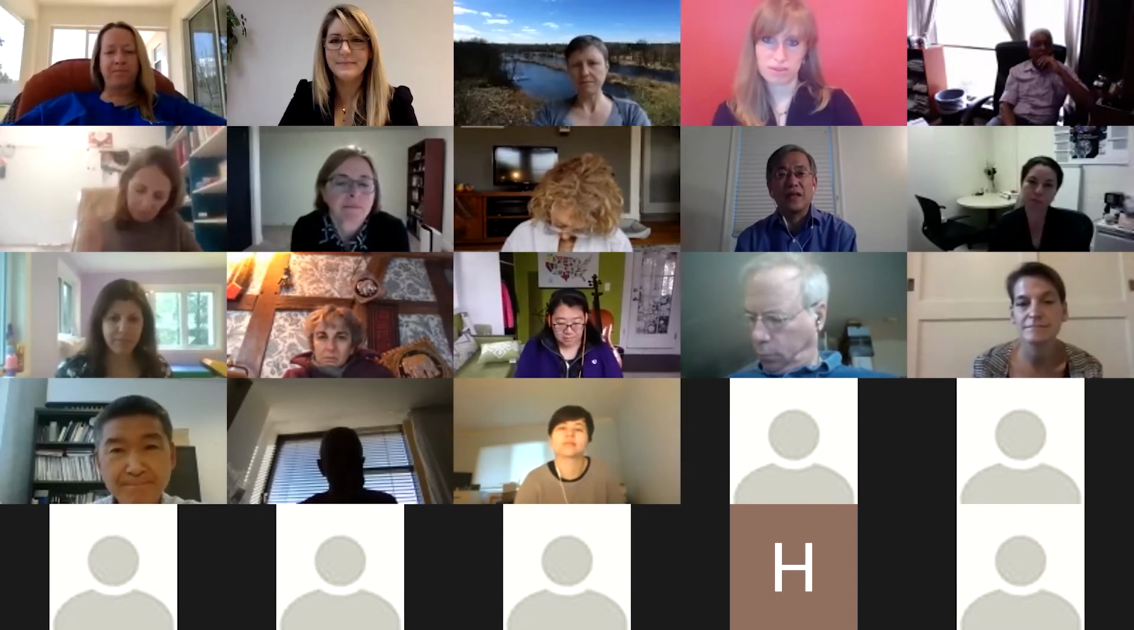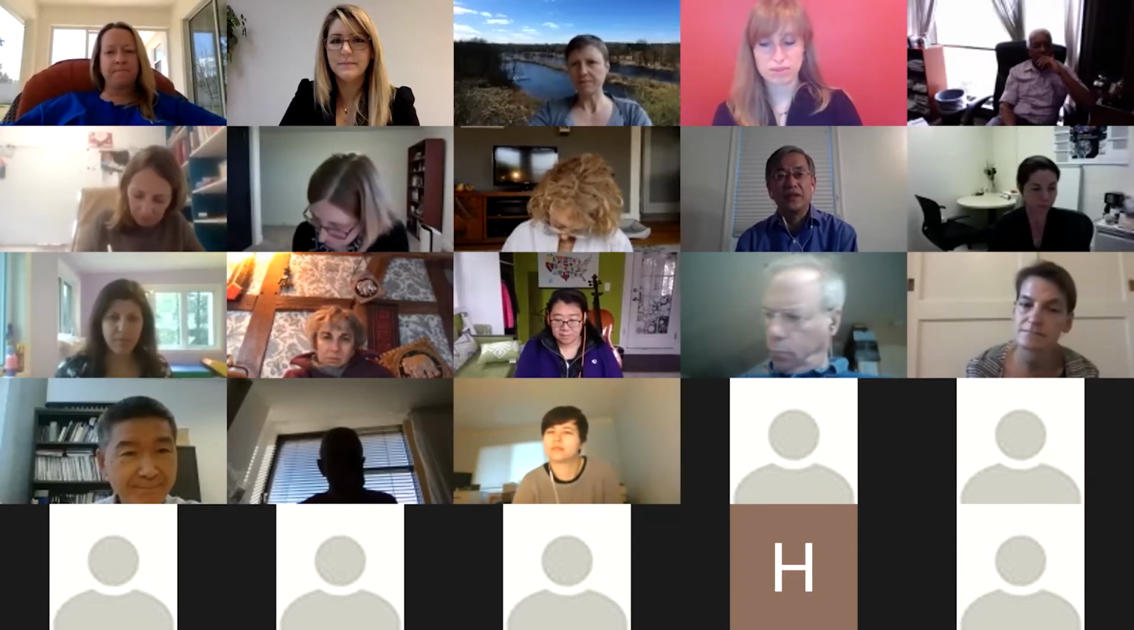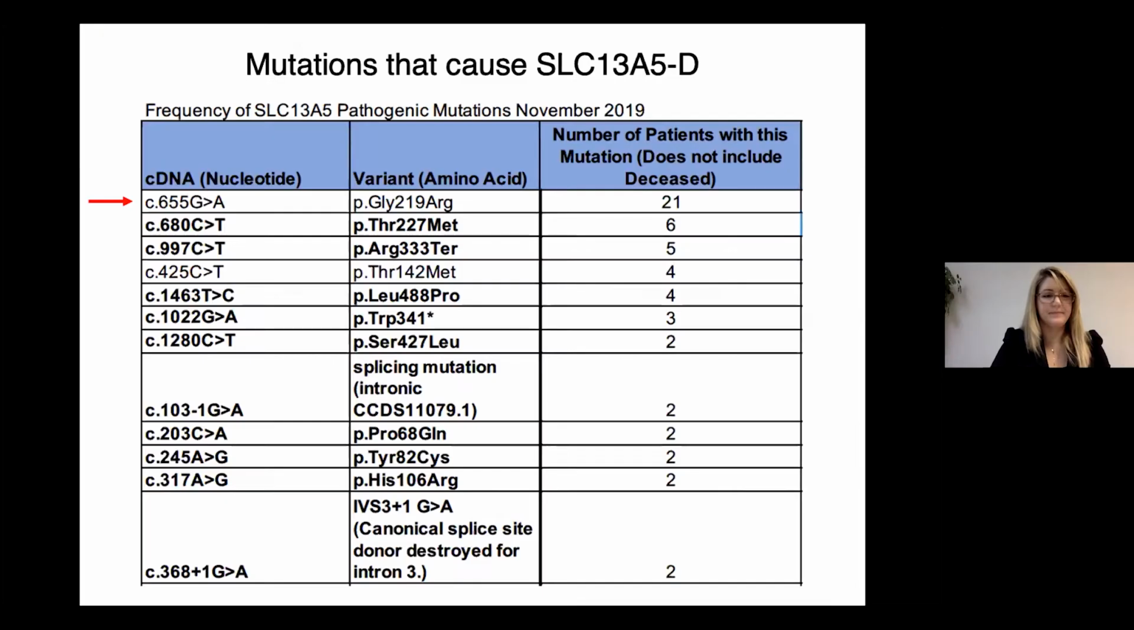So today I will tell you about our ongoing work related to the SLC13A5 gene and the NaCT transporter protein, the efforts we make in the lab to understand the mutations that cause the disease, and also our effort in developing a small molecule screen assay. So this is a table Kim circulated with the mutations that cause the disease.